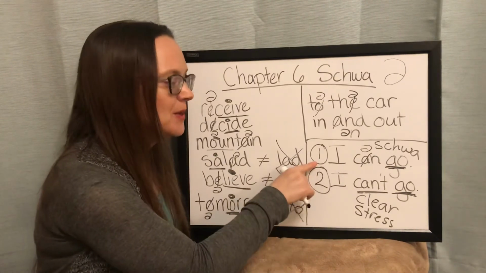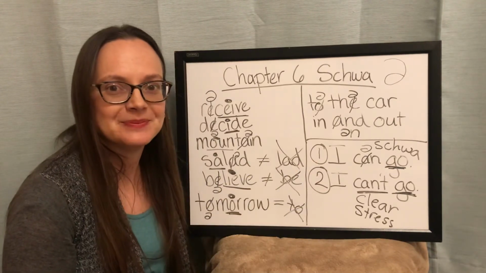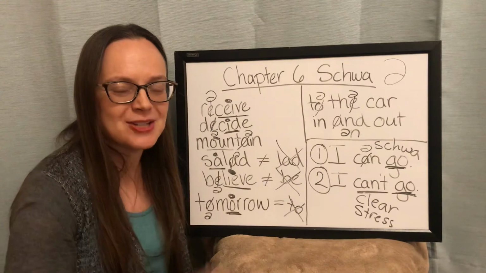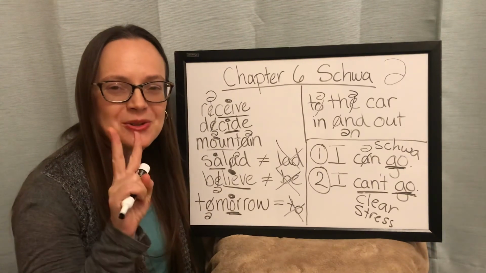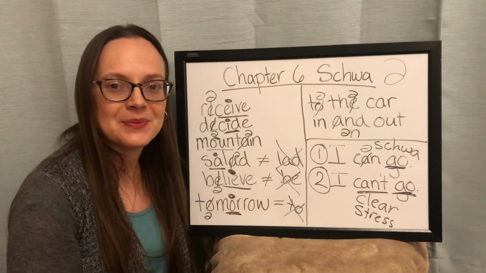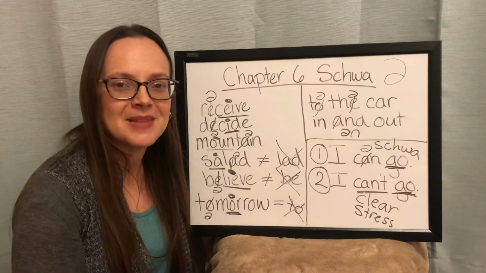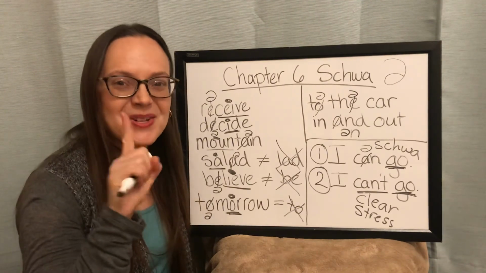Okay, tell me if you hear number 1 or number 2. I can go. Okay, you should have said number 1. Try again. I can't go. All right, you should have heard number 2. Try again. I can't go. Should have heard number 2. I can go. Should have heard number 1.